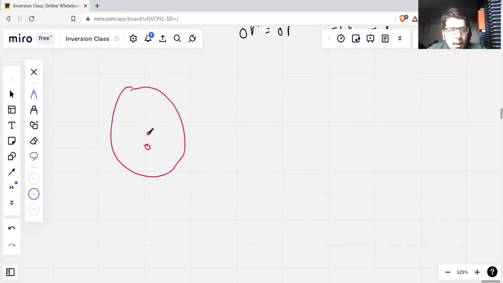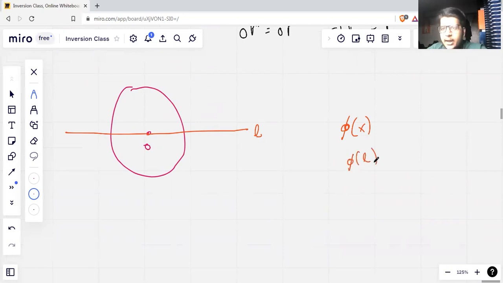I consider a line passing through the circle, passing through the center of the circle. Let's call this L. What will the inverse of L be? Also, in the session, I'll be denoting the inversion function by phi. It's just an easier way to denote. So when I say phi of x, it means the image of x under the inversion which we are talking about. I'll mention what phi is. And when I say phi of L, it means the image of line L under the inversion which we are talking about. So what will phi of L be here?